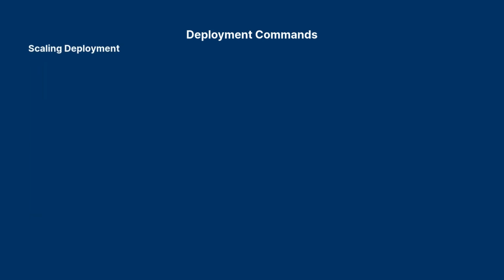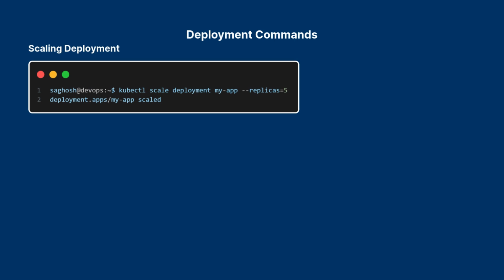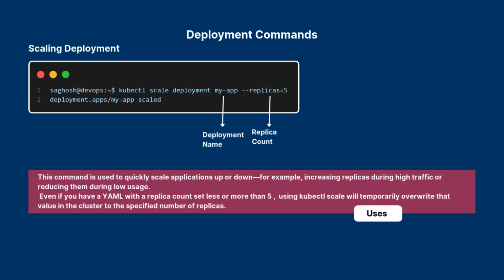Okay, so the next command that we have is kubectl scale deployment and then the name of the deployment and the replica count. This command adjusts the number of pod replicas for a deployment. Kubernetes will automatically create or remove pods to match the specified replica count, ensuring the desired state is maintained. This command is used to quickly scale up and down. For example, increasing replicas during high traffic or reducing them during low usage.